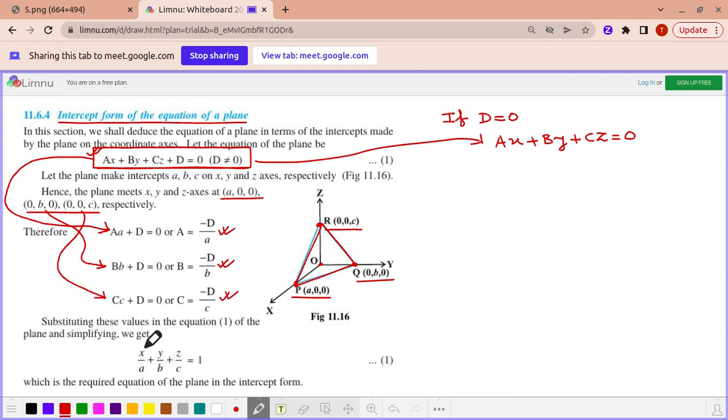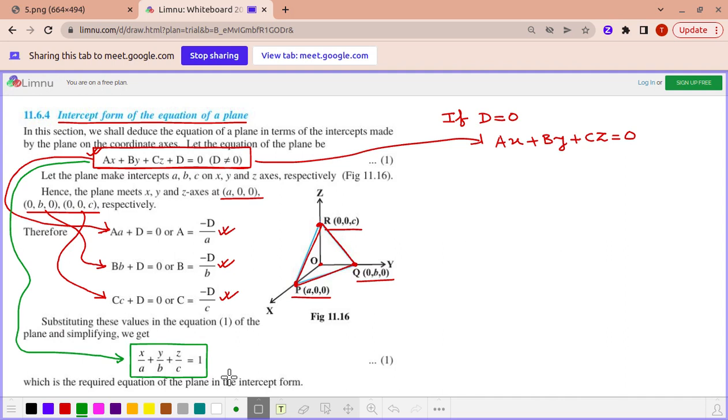Now apply all these values. Let me use the green color. Apply all these values of capital A, capital B, capital C, and we get the equation of the plane as this one. Very important one. So the equation of a plane having x, y and z intercepts as lowercase a, lowercase b, lowercase c is x by a plus y by b plus z by c equal to 1.